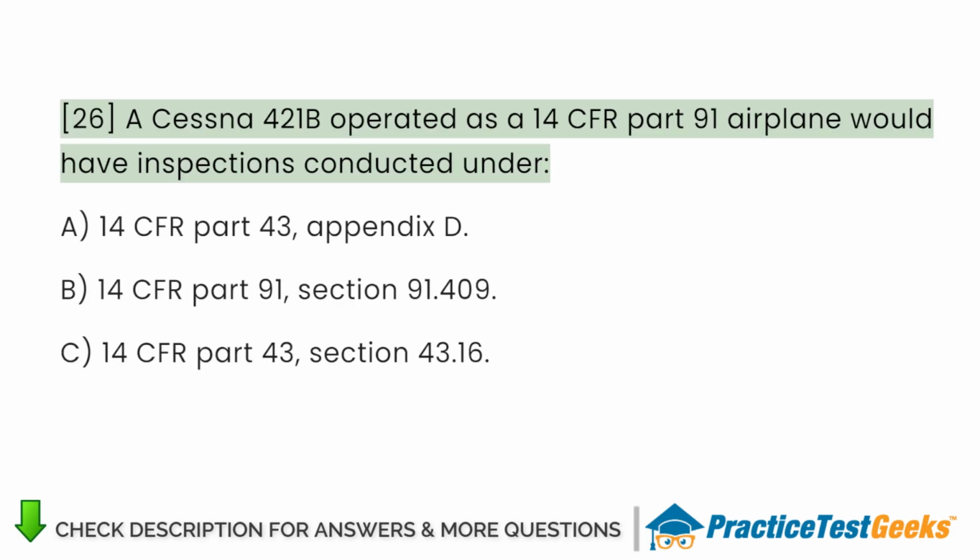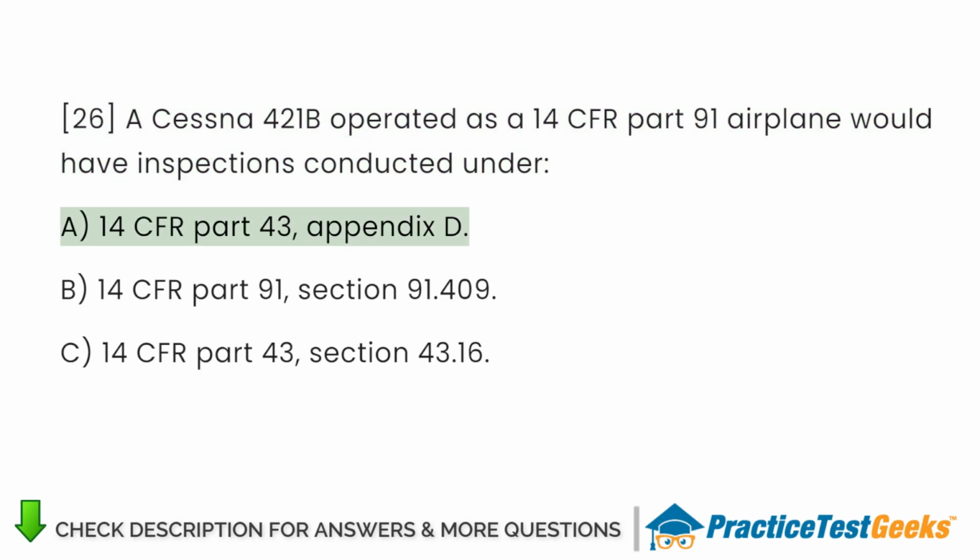A Cessna 421B operated as a 14 CFR Part 91 airplane would have inspections conducted under A. 14 CFR Part 43, Appendix D. B. 14 CFR Part 91, Section 91.409. C. 14 CFR Part 43, Section 43.16.